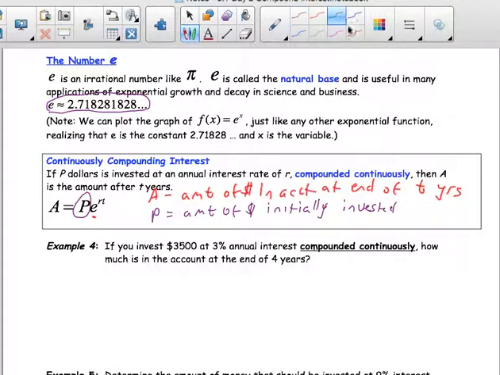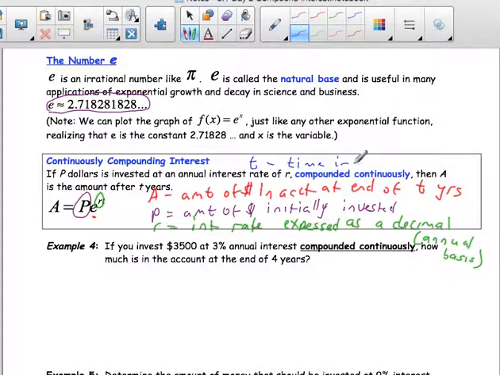E is the number e, 2.718. R is the interest rate expressed as a decimal. And it's an interest on an annual basis, so like 3% per year, something like that. And T is going to be the time in years. Okay, so I'll squeeze that in up here. T is the time in years.